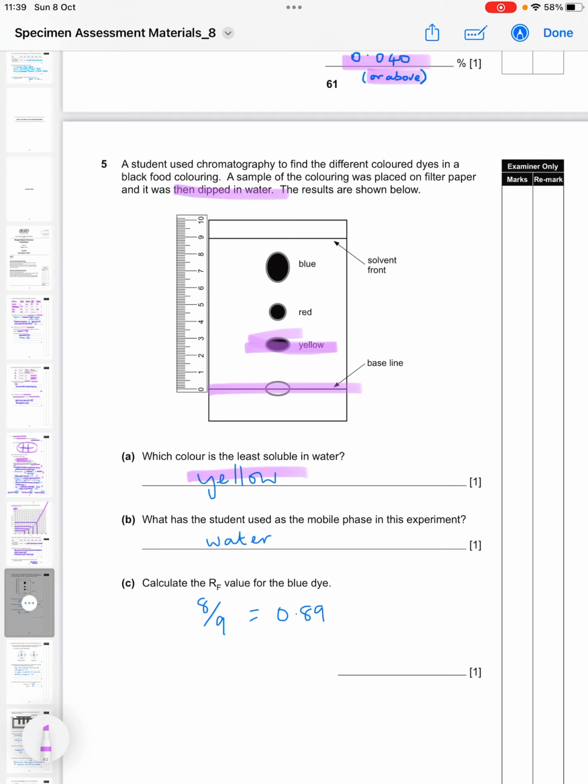What did the student use as a mobile phase in the experiment? Well, it tells you up here it was dipped in water, so water is your mobile phase. And then calculate the RF value for the blue dye. You're looking at how far the blue dye has travelled, and that's up to 8. The solvent front is 9, so it's 8 divided by 9, which is 0.89.